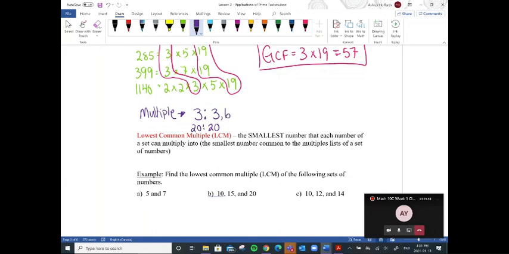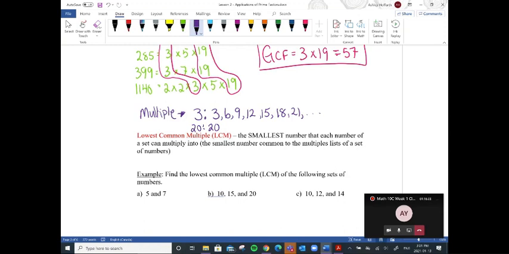So 3 times 2 is 6. 3 times 3 is 9. 3 times 4 is 12. 3 times 5 is 15. 3 times 6 is 18. 3 times 7 is 21. And so on. The difference between factors and multiples is that factors are a finite amount for every number, which means you have a specific amount of factors, and that's it.